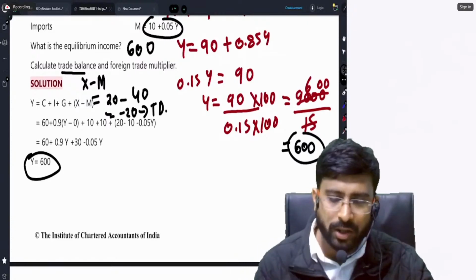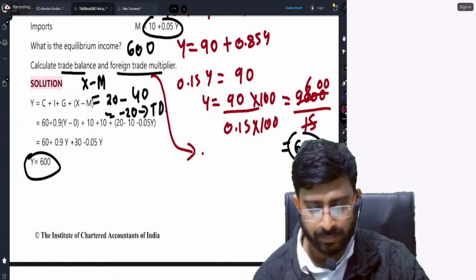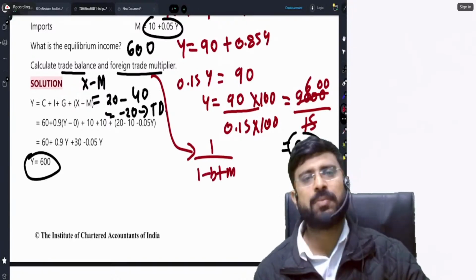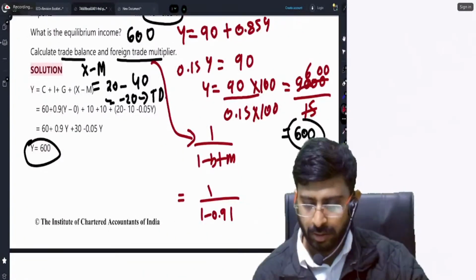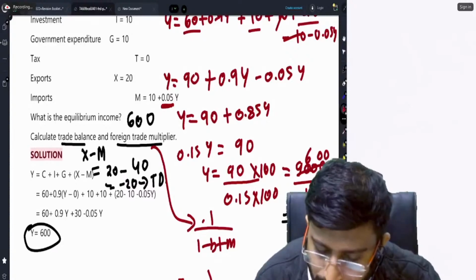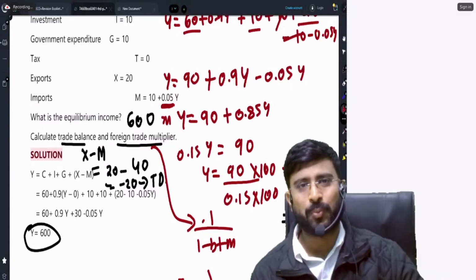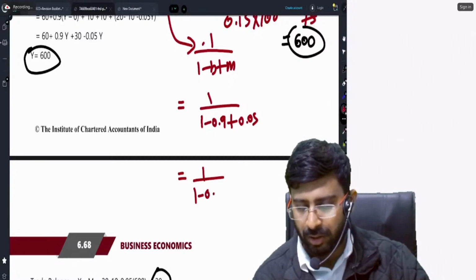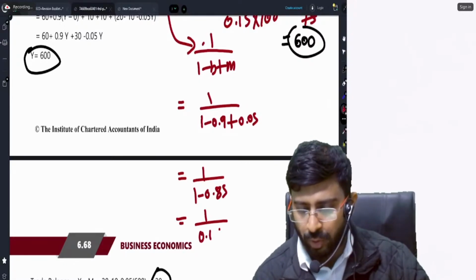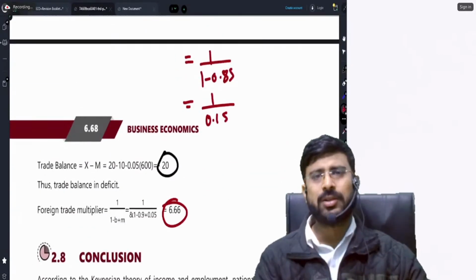Right? And now they are telling foreign trade multiplier. Everybody, foreign trade multiplier is 1 by 1 minus B plus M. So 1 minus B is what? Propensity 0.9, plus M, propensity to import. It is the variable factor of this, which is 0.05. Yes or no? This is small m. Propensity to import 0.05. So 1 by 1 minus 0.85, it gives you 1 by 0.15. And whatever it is, 6 point something is your answer.